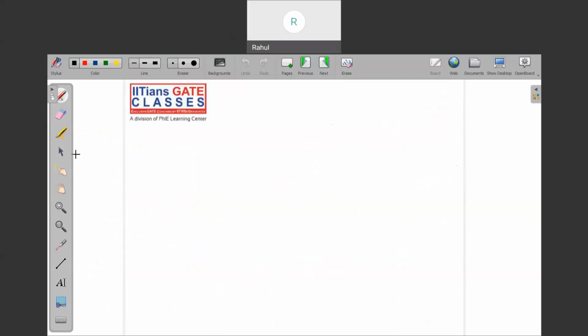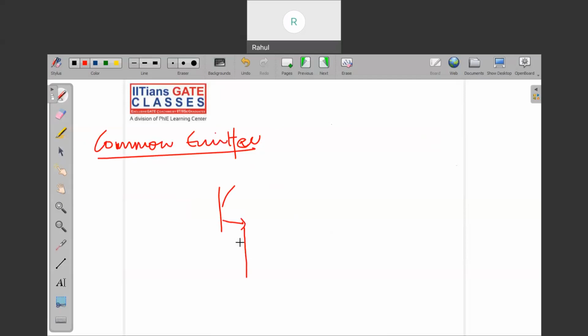And I'm going to take common emitter configurations, okay, because that is going to be easy. And if we are able to do for one, you can analyze for common base and common collector as well, right? So common emitter is one very important configuration, right? You can see here, this is our transistor, right?